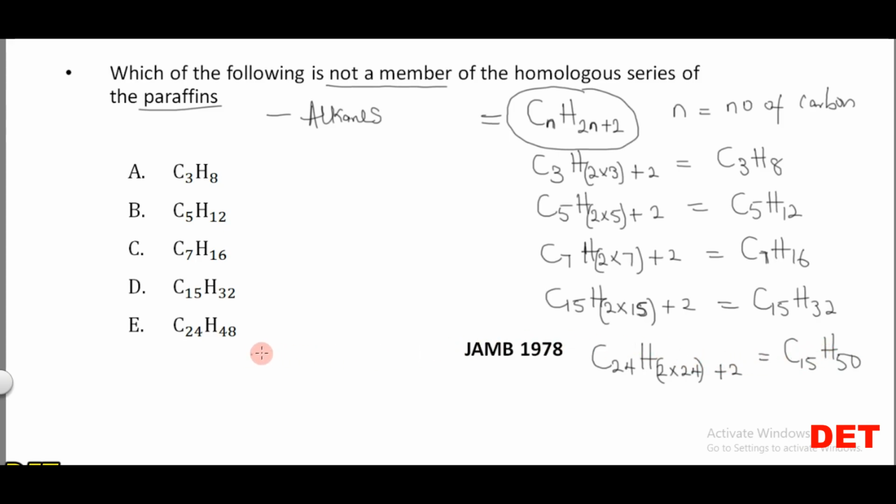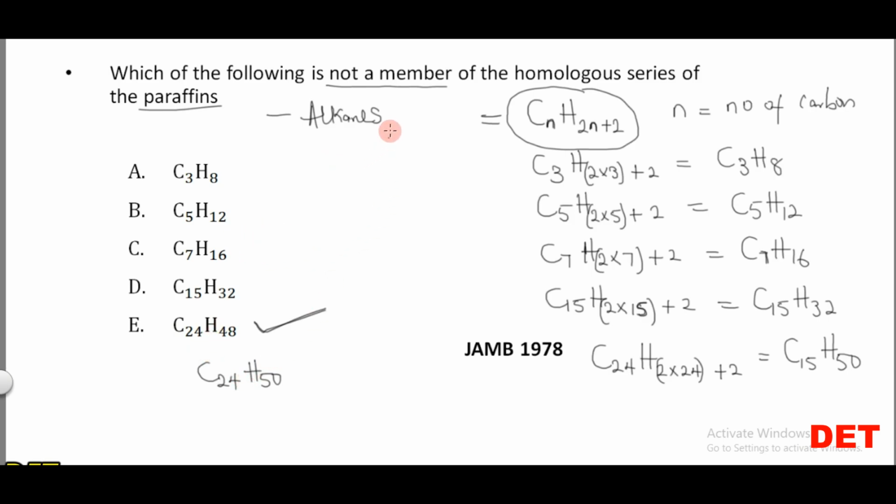So the option that is not correct here is option E. This is not a member of the alkane series. So the correct formula for this member of the alkane series is supposed to be C24H50. This is supposed to be the correct formula for this member.